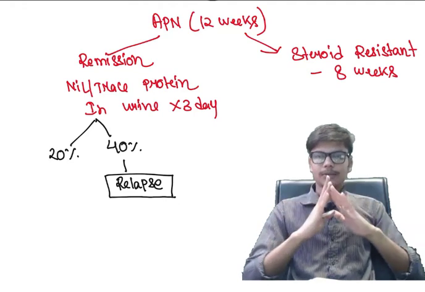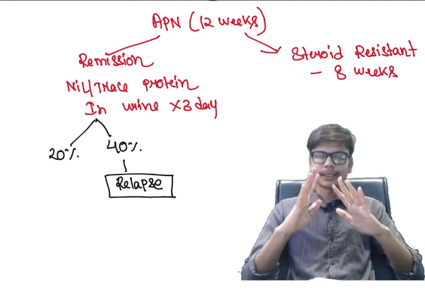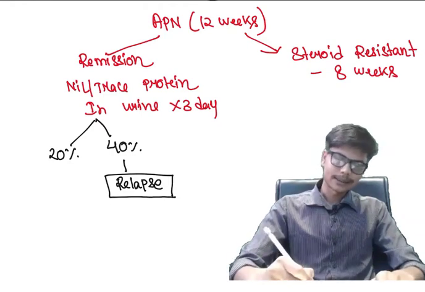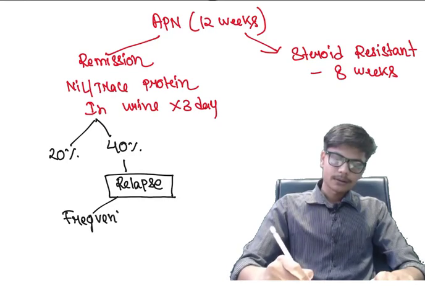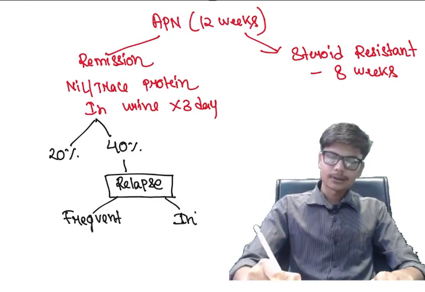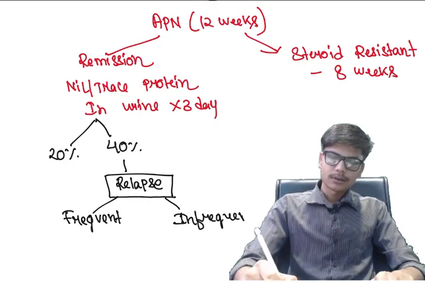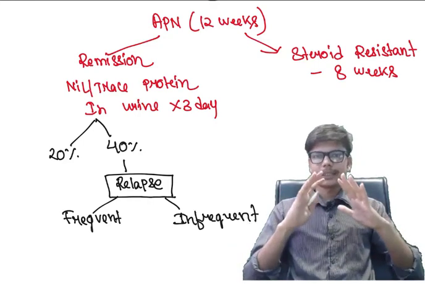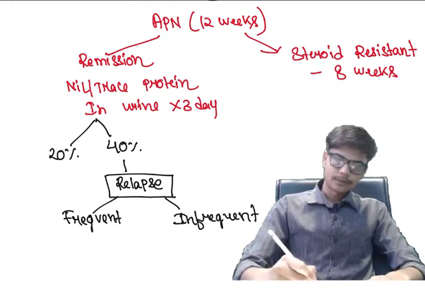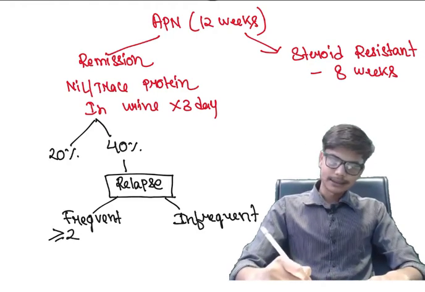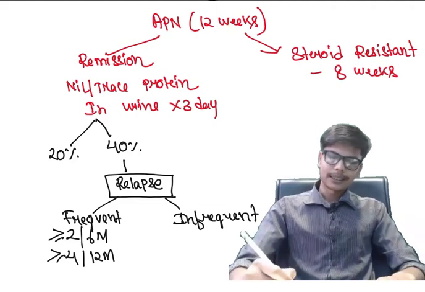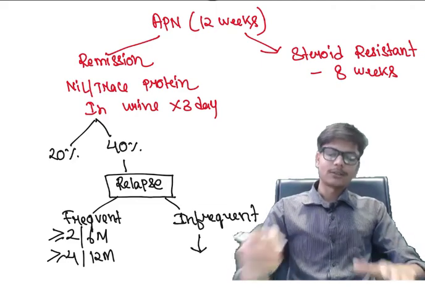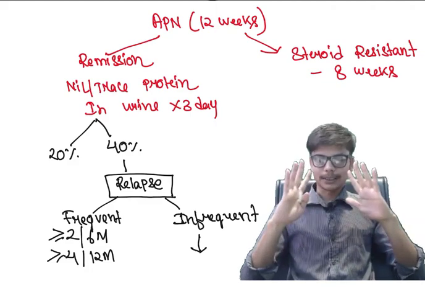Anytime this relapse can occur, and based on the pattern of the relapse, we classify this relapse as a frequent relapse or an infrequent relapse. Frequent relapse patients are those who have more than or equal to 2 episodes in 6 months or more than or equal to 4 episodes in 12 months. If they are having fewer episodes than this, we call this patient an infrequent relapser.